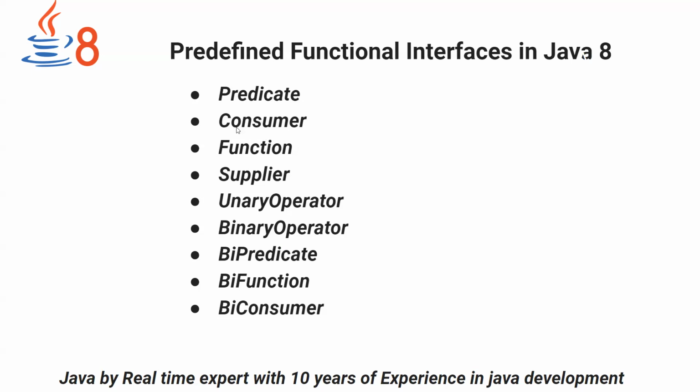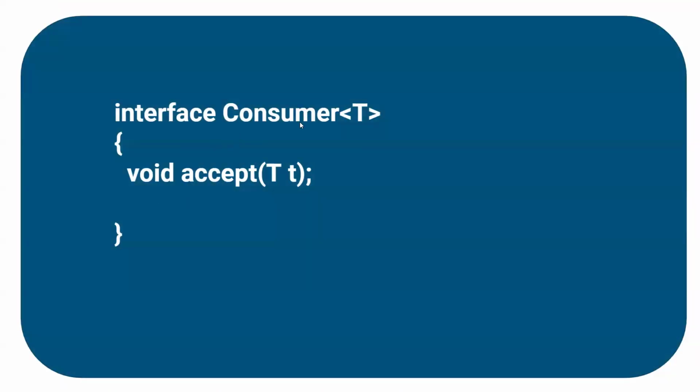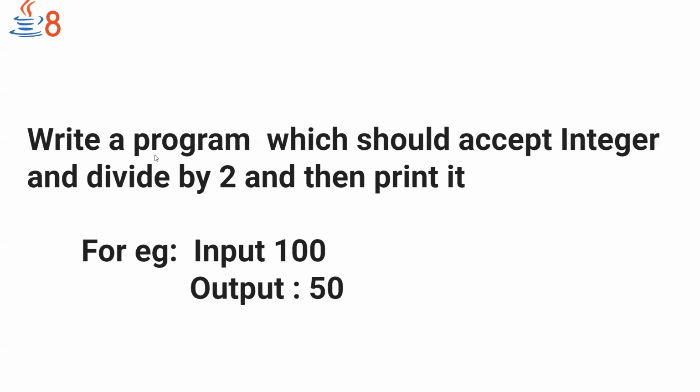First, let's see the structure of the consumer interface. This is the consumer interface present in Java 8, which has only one method, void accept, and it accepts an input argument. It doesn't have any return type. Let's see the program we are going to write in Java without Java 8. The program statement is: write a program which should accept an integer, divide by 2 and then print it. For example, if we give 100, it should divide by 2 and print 50.